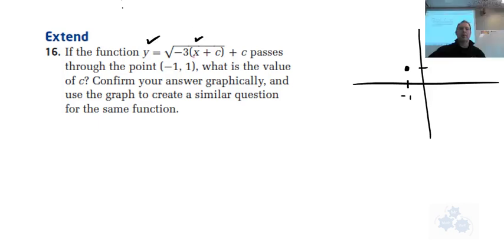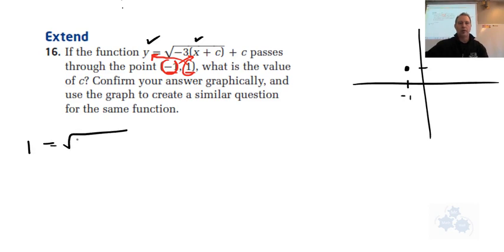Okay, so yeah, the best way we're going to do this is to take this. We know this is a solution. We know this is part of this equation, and that is going to be the x value is -1 right here, and the y value is +1. If we plug those in, we just have c to solve for. So graphically, algebraically, we can do that. And that would look something like this then. So 1 equals the square root of -3 times -1 plus c, and then plus c over there.